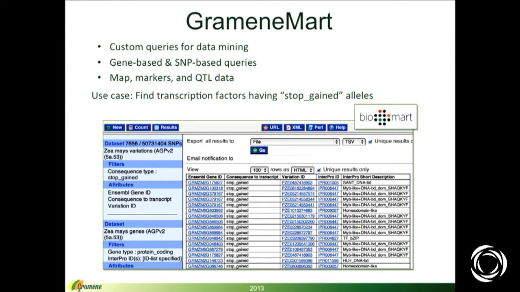So for the Gramene Mart, here is an example, a use case where, say that you wanted to get all of the transcription factors that have a stop gained allele.